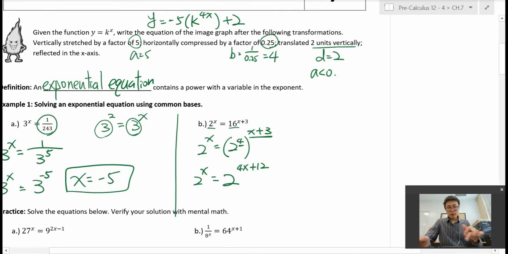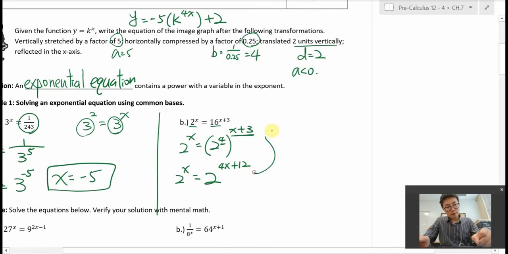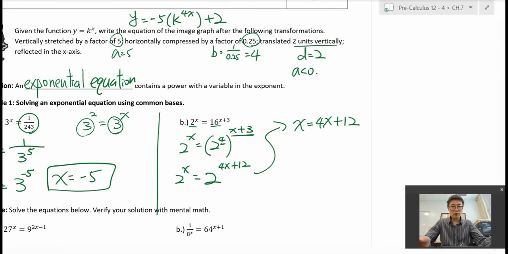So now you can see we have the same base. Once you have the same base, as long as the exponents are equal to each other, then these two sides of the equation will be equal to each other. So what you need to do is set the exponents equal to each other and then solve for x.